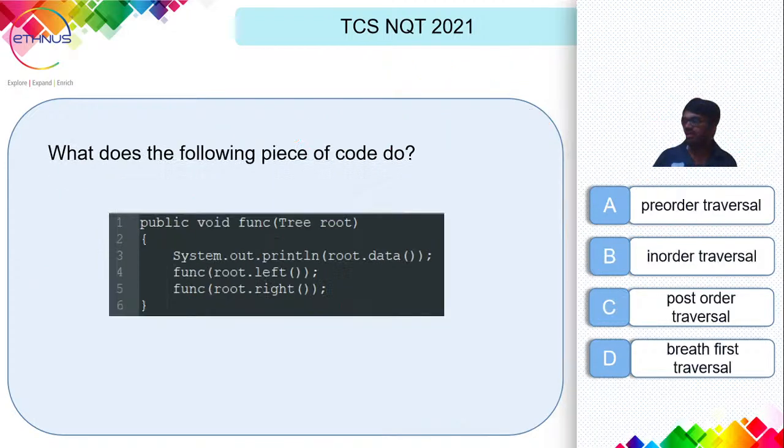So what does the following piece of code do? So there is a piece of code over here. There is some function, there is some root. You first print the data and go to left and right. So what does this function do? And the options are pre-order traversal, in-order traversal, post-order traversal, and breadth-first traversal.